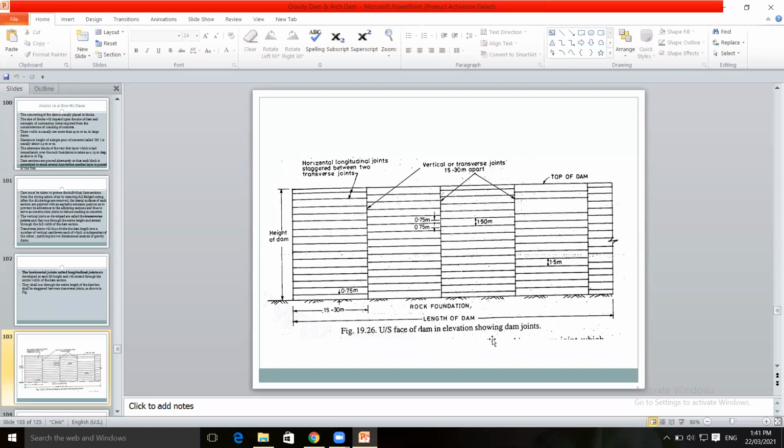Along the length of the dam, these joints are provided. This is the upstream face of the dam in elevation. It shows the dam joints. So in the dam structure, there are horizontal and vertical joints. Horizontal joints are called longitudinal joints, and vertical joints are called transverse joints. Understood? How these joints are provided in the dam structure?